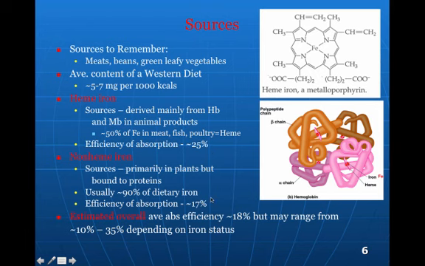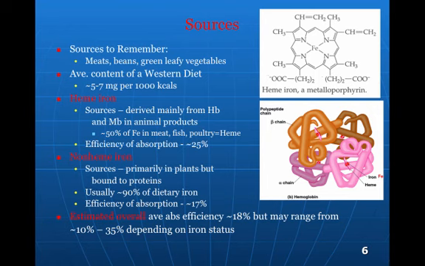Now, because most of our dietary iron comes from non-heme, the overall absorption efficiency of iron is about 18%, but that can range from 10 to 35% depending on iron status. So when they do the DRIs, they assume people are going to absorb about 18%, even though if a person is deficient, they can absorb significantly more iron.